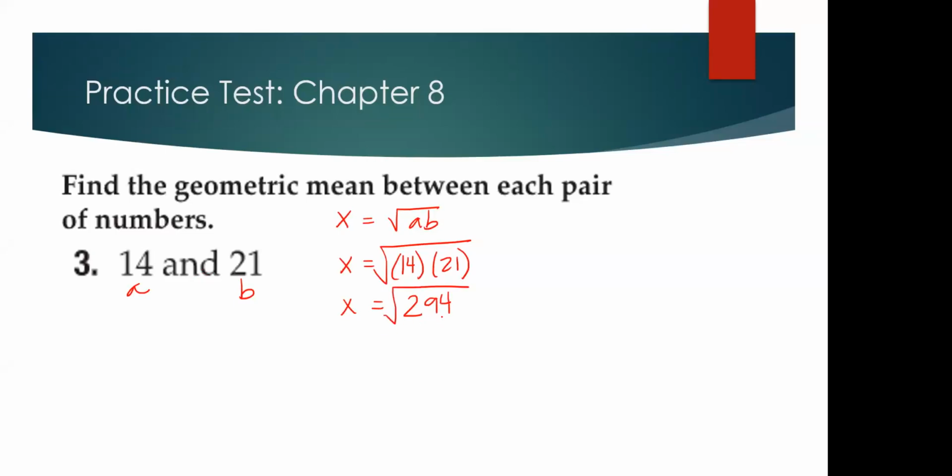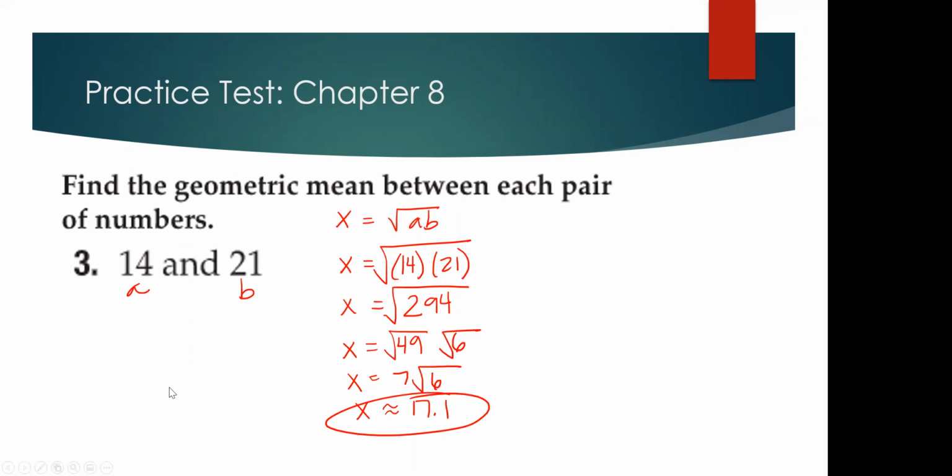There's a perfect square of 49 here. 49 times 6 is equal to 294, so we can factor out that perfect square. The square root of 49 is 7, so it'd be 7 times the square root of 6. If we wrote that as a decimal, put 7 times the square root of 6 in your calculator, you get 17.1 when you round it off to the nearest tenth. Okay?